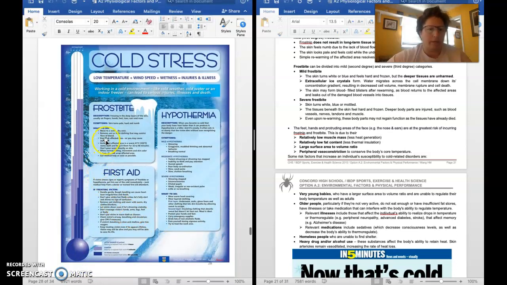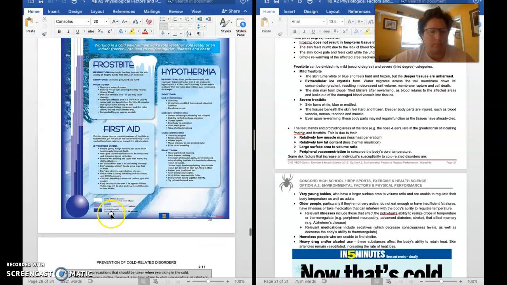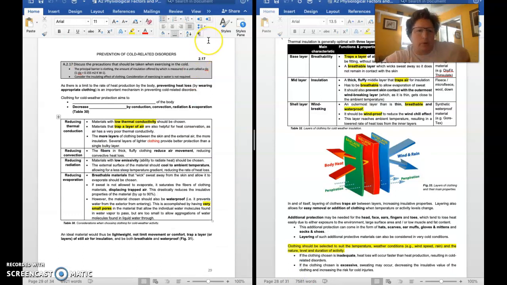So here's another page that kind of tells you the difference in frostbite, hypothermia, and how you treat the victim. All right, so when we exercise in the cold, we need a barrier, and some clothing these days gives us that barrier so we can still exercise. Sometimes we have a base layer, a mid layer, and a shell layer, and they have different characteristics.